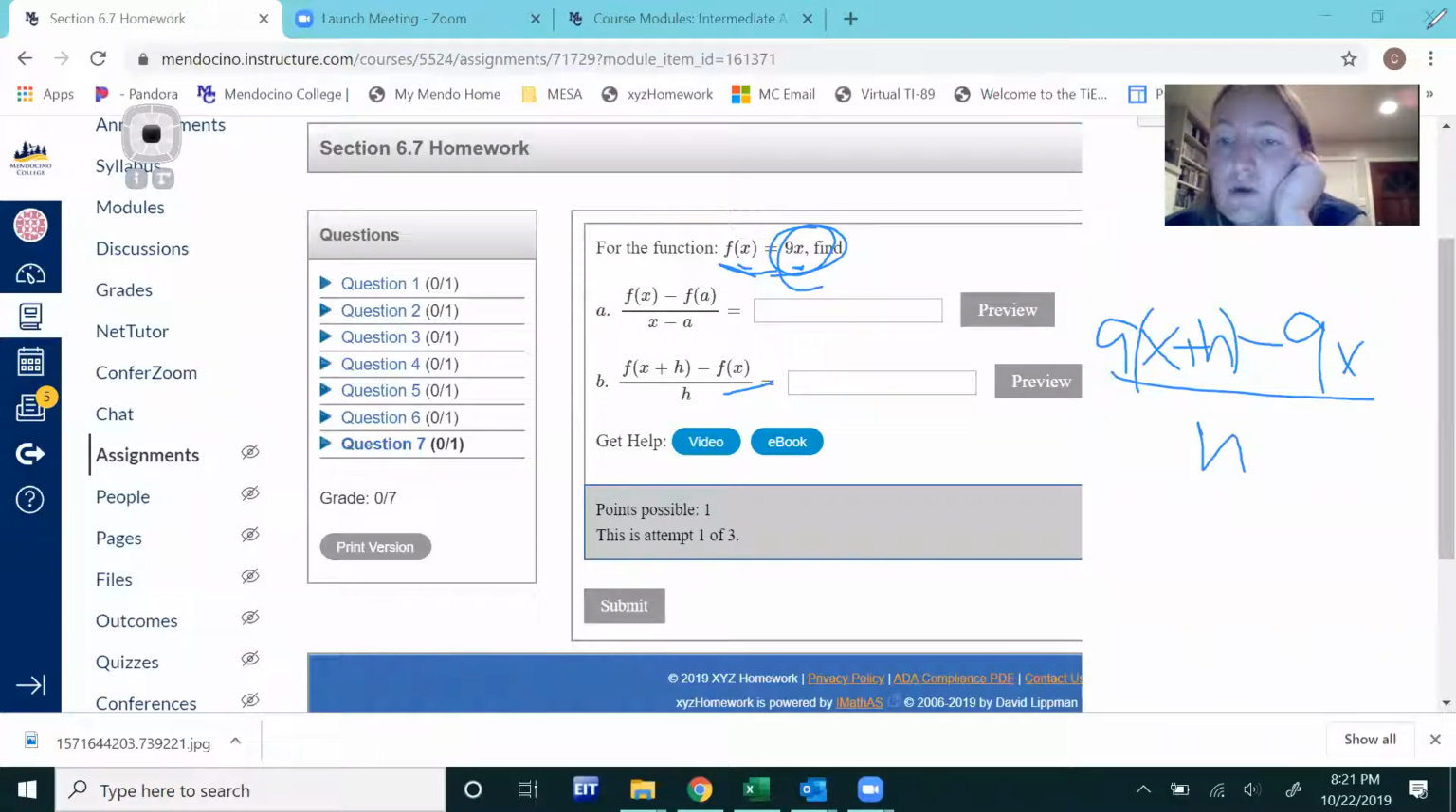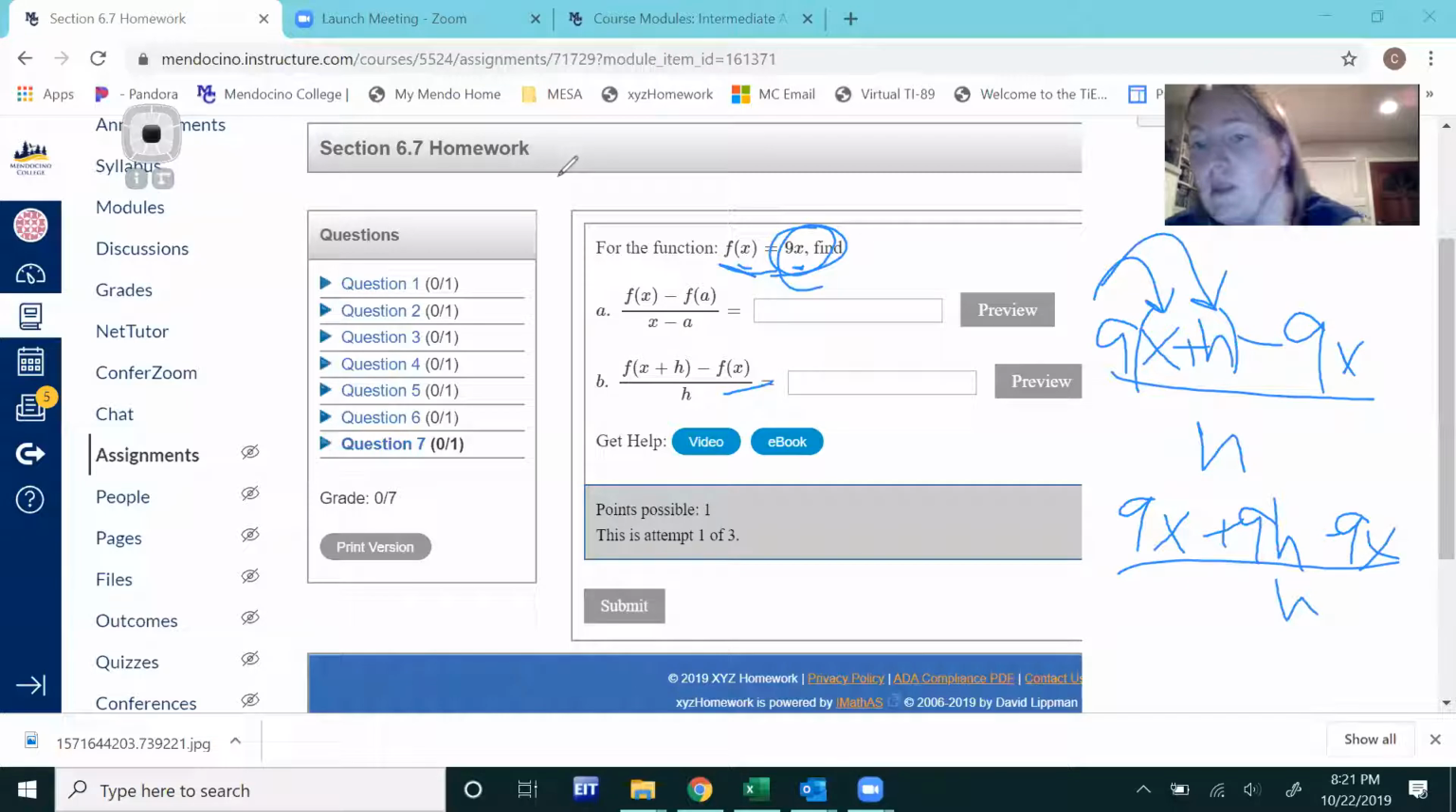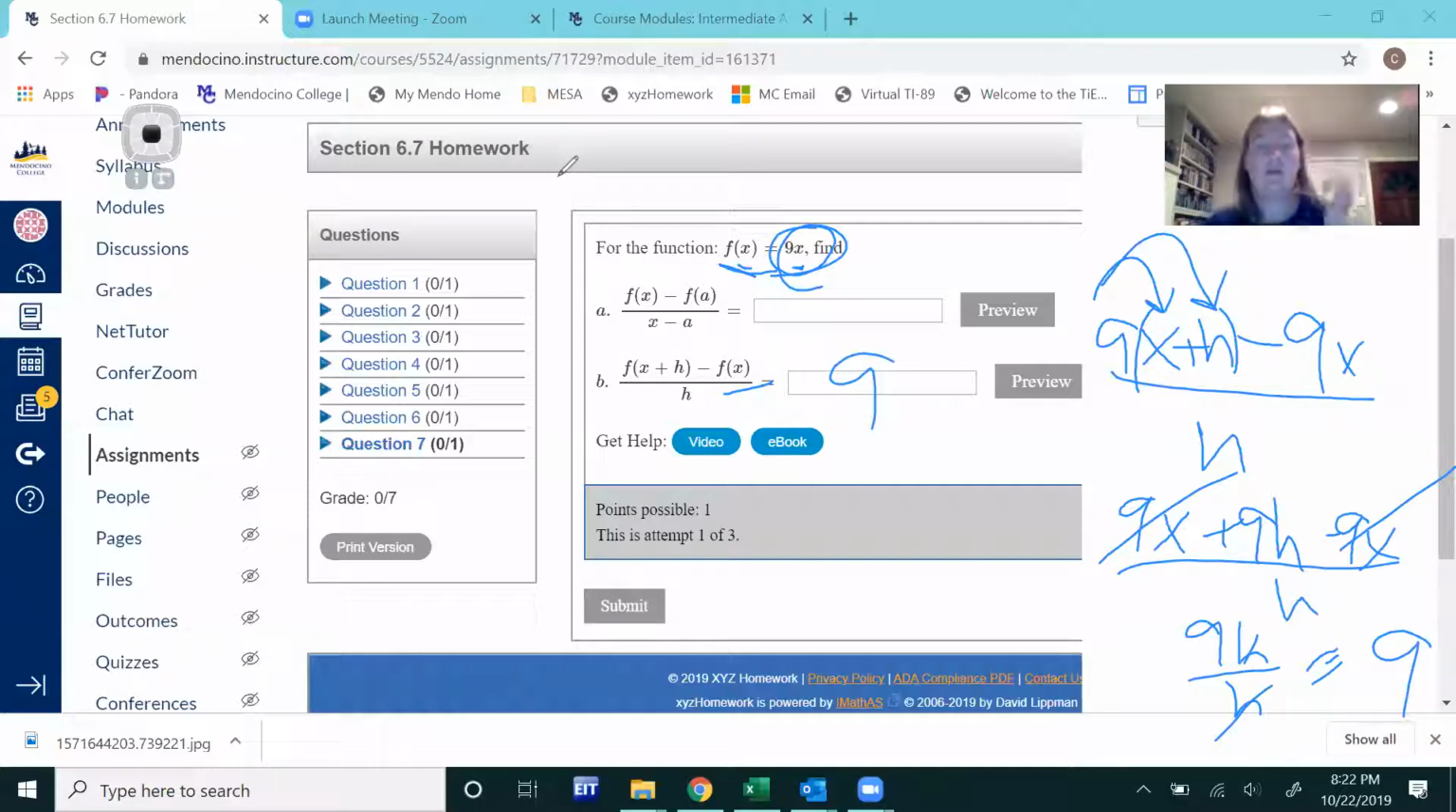So if we distribute the 9 here, we can then combine like terms. So we have 9x plus 9h minus 9x all over h. These cancel out, 9x minus 9x, so we have 9h over h. The h's cancel out, so we're just left with 9. So it's the same answer for that as well.